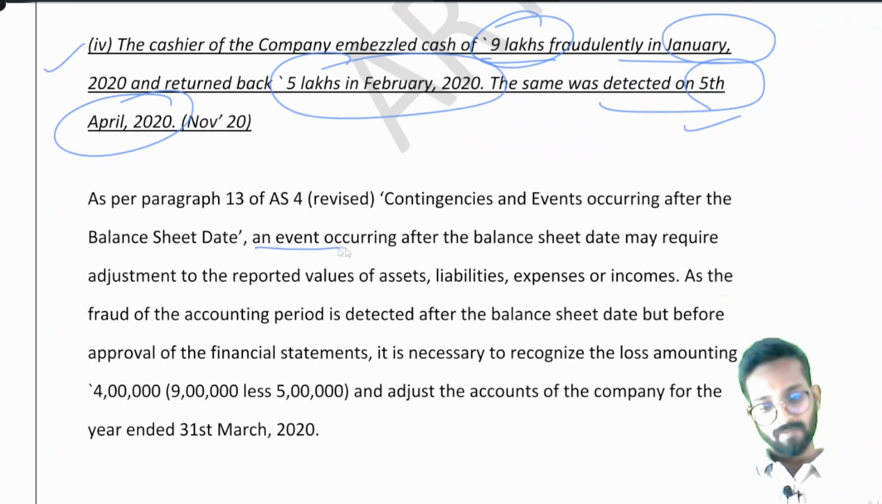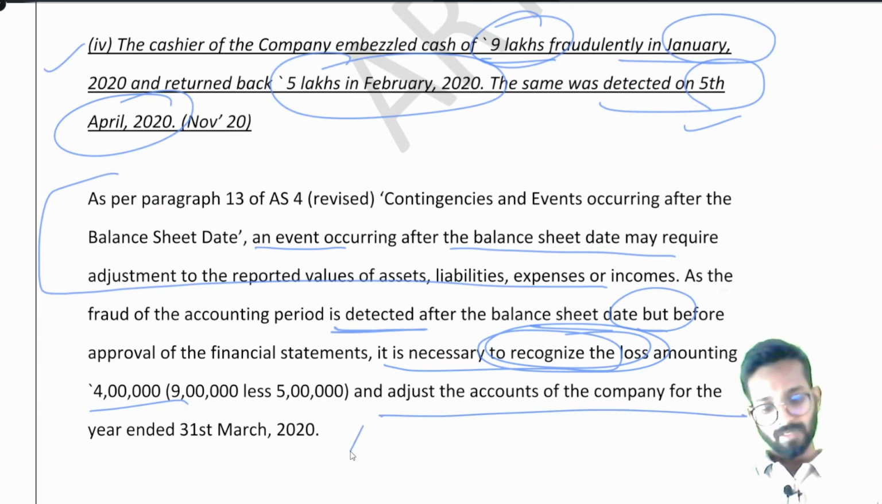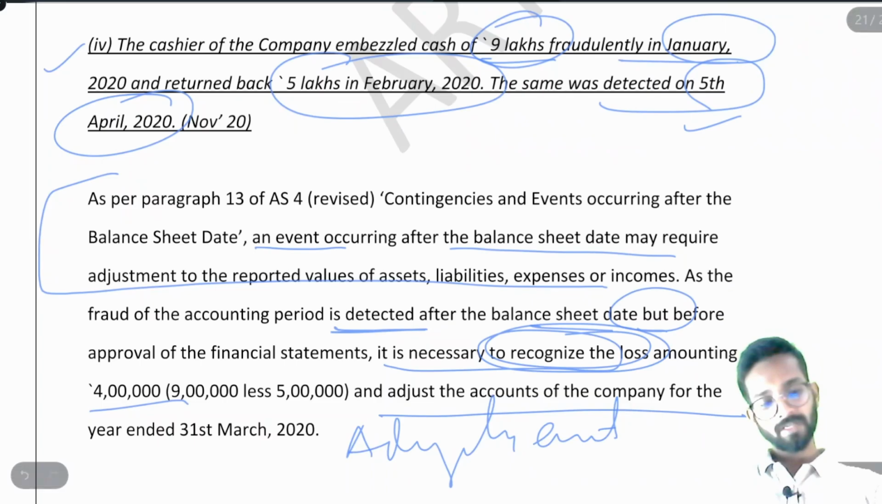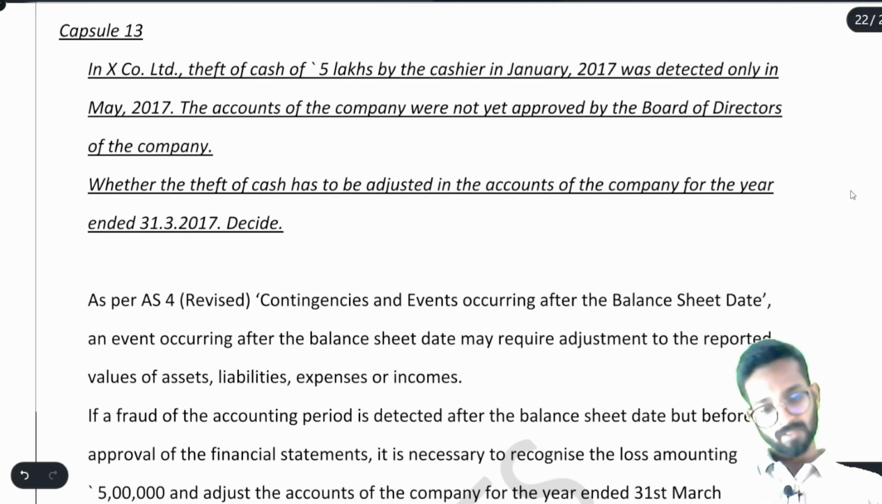Check. An event occurring after the balance sheet date may require this, again the same thing. As the fraud of the company is detected after the balance sheet date, but before the approval, it is necessary to recognize the loss amounting to 4 lakh and adjust the accounts of the company. It is your adjusting event because the condition was already present. Now, this is again the question of theft.